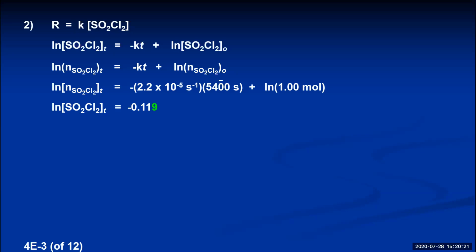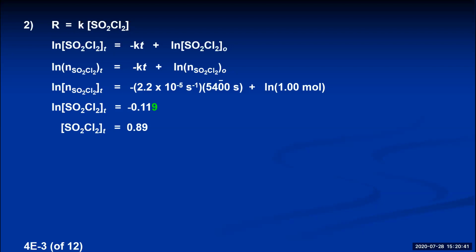Then if you raise the entire equation to e as a base, you can solve for the SO2Cl2, which is going to turn out to be 0.89. So if you started with 1.00 moles of SO2Cl2, this is telling you that after 90 minutes, you're going to have 0.89 moles of SO2Cl2.